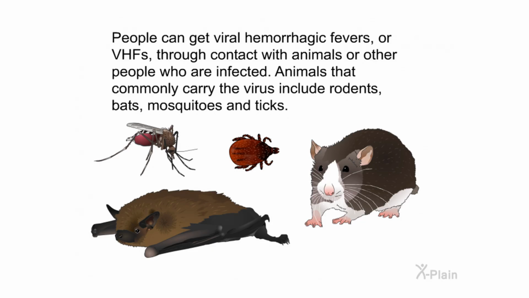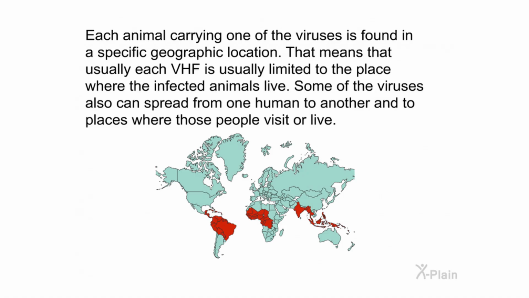Causes. People can get viral hemorrhagic fevers, or VHFs, through contact with animals or other people who are infected. Animals that commonly carry the virus include rodents, bats, mosquitoes, and ticks. Each animal carrying one of the viruses is found in a specific geographic location. That means that usually each VHF is limited to the place where the infected animals live. Some of the viruses also can spread from one human to another and to places where these people visit or live.